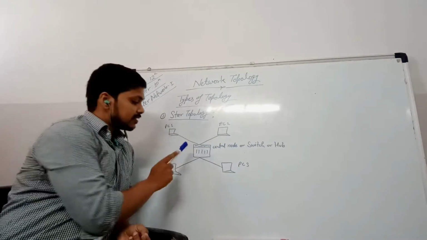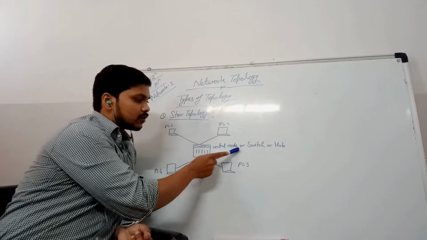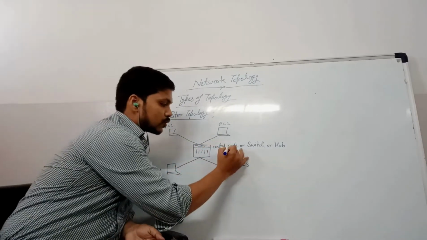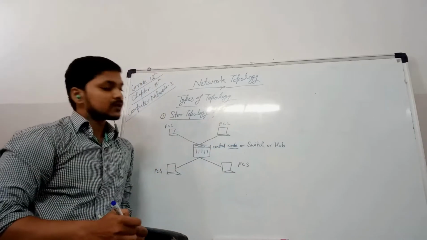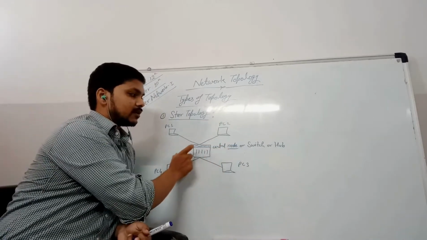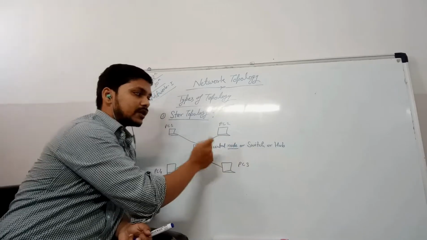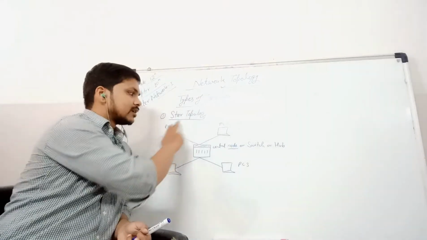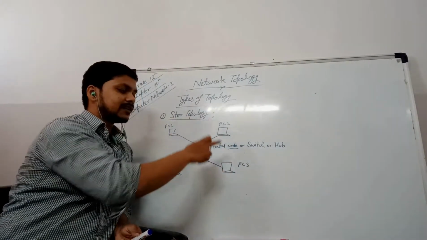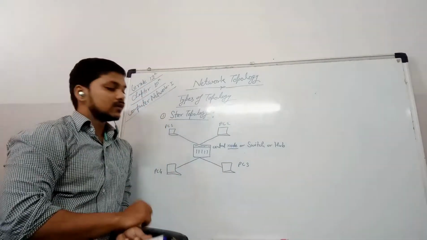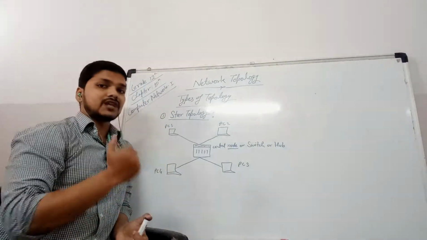This is called the central node. Node here means computer. So this central part is known as the central node or central computer, or it could be a switch, or it could be a hub. It could be a particular electronic device where a number of other electronic devices are connected with this central node. So what are the advantages of star topology?